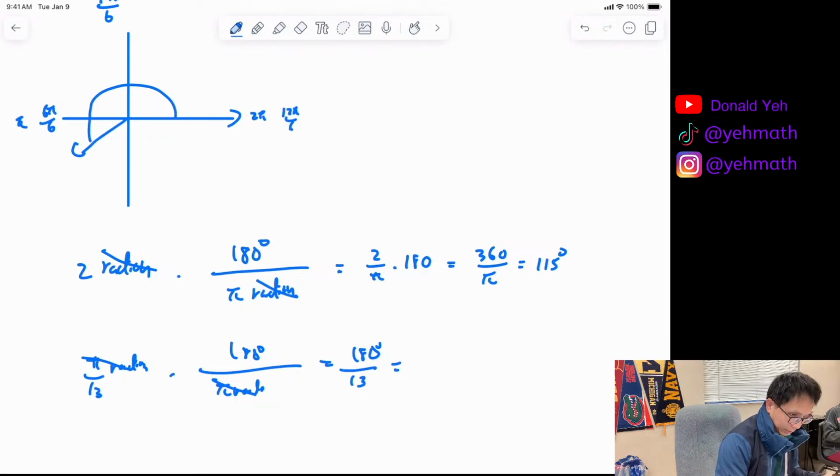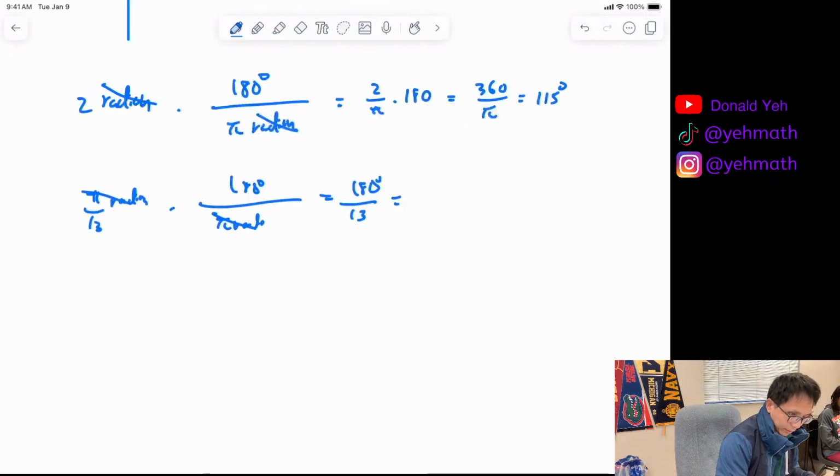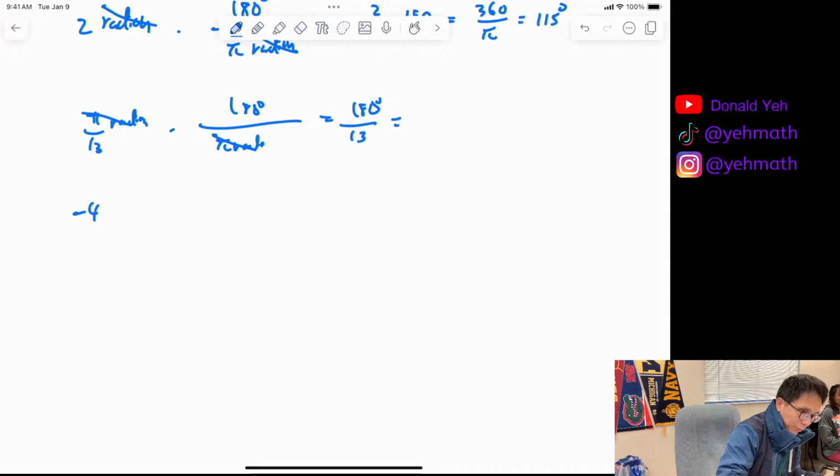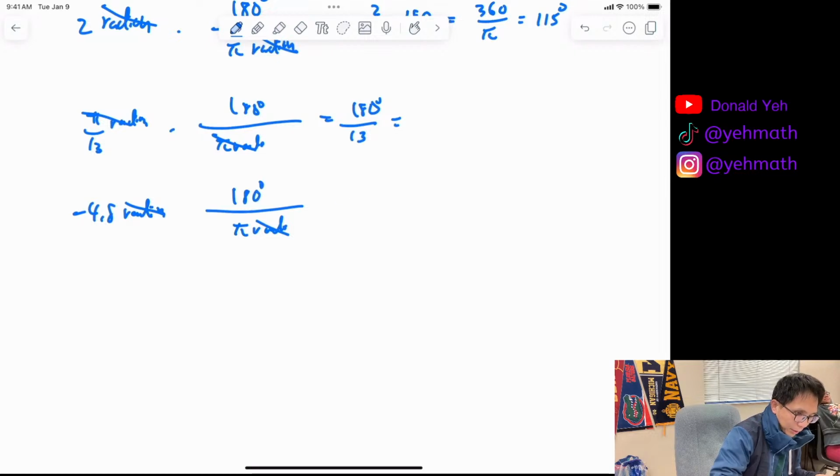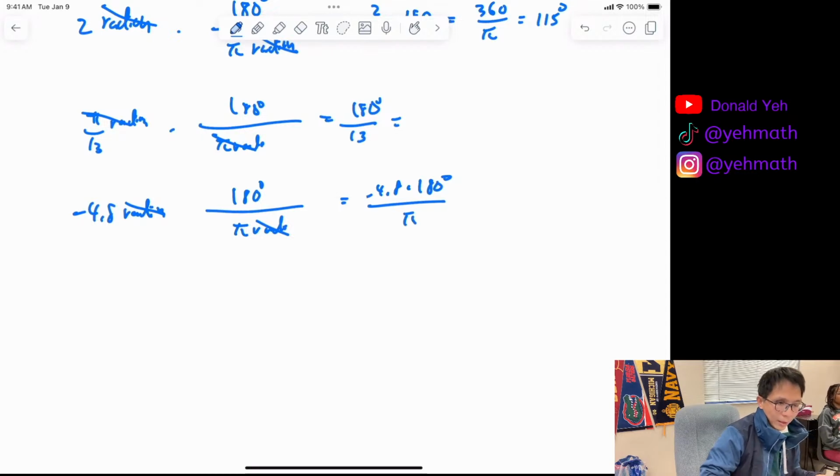Negative 4.8 radians. I think I might have mixed them up. The negative 4.8 radians, that's the same thing as 2 radians. You just have negative 4.8 radians, and you're going to have pi radians. Usually you don't write down radians unless the question writes down radians. So the radians cancel out, right? And that's going to be negative 4.8 times 180 divided by pi. It's roughly negative 200 some degrees, I think. I don't have a calculator.